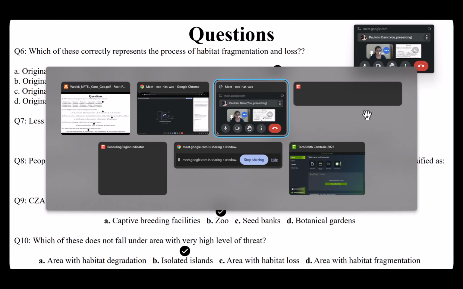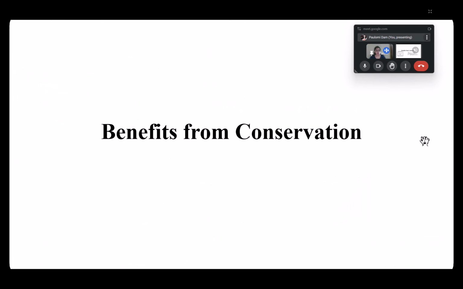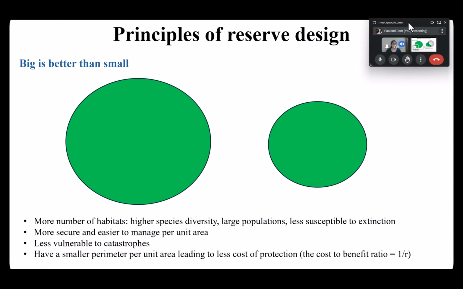So with that, let me just quickly come to the last chapter or last lecture from this week, which is benefits from conservation. Now here we are going to actually look into how are we going to design a reserve or design a bio conservation approach that we are taking, right? There are several principles of how do you design a reserve, what kind of features should you take care of, and why should you take care of, right?